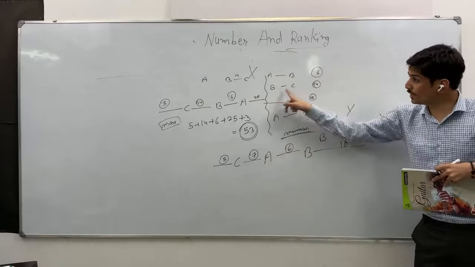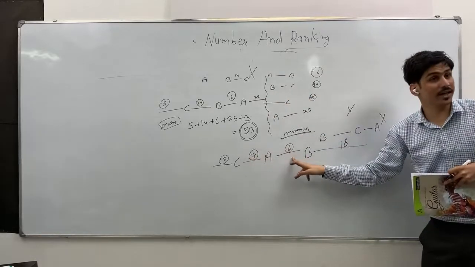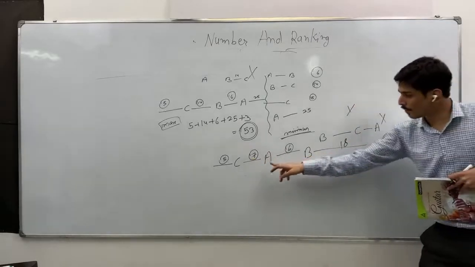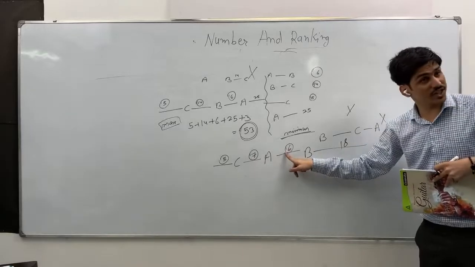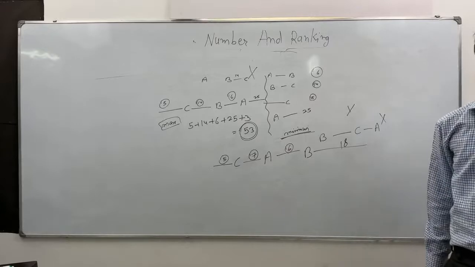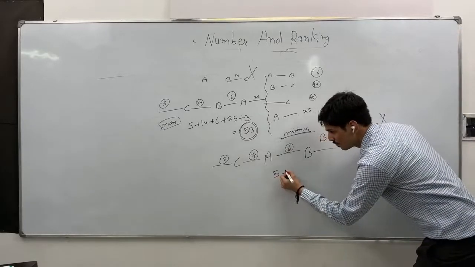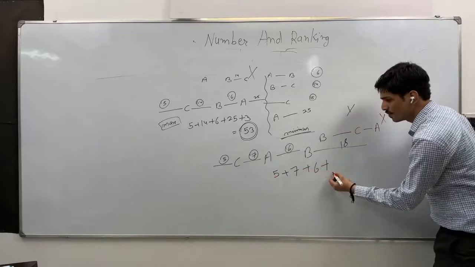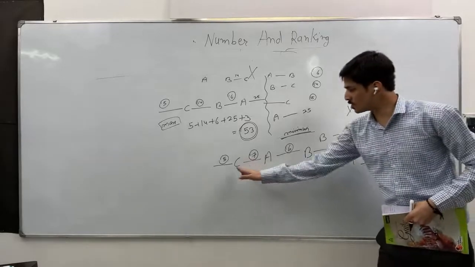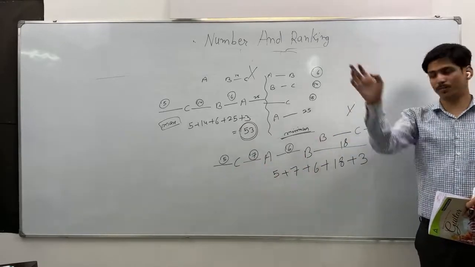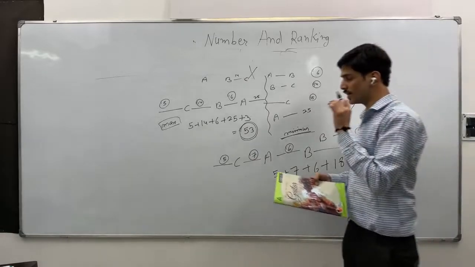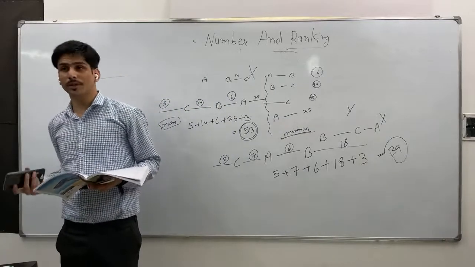This one is clear. Between B and C, 14 are there. You can check: 7 plus 6, 13, and A is also there, so 14. After A, 25 are there. You can check: 6, 7, and 18. Now tell me how many students are there? 39. Got it? So that's the correct one. 5 plus 7 plus 6 plus 18 plus 3 will add, because 3 also we have to take into account, right? C, A, B. So what is the final answer? 39. So the minimum possible is 39 and the maximum will be 53. Clear?